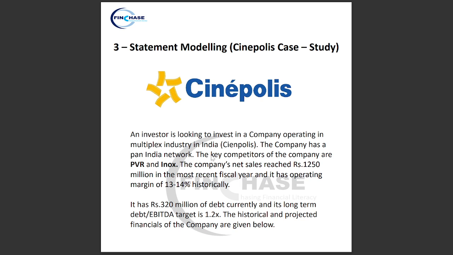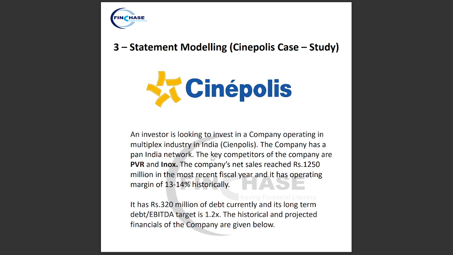Got it? Now, reading the second paragraph, it is telling us like it has 320 million of debt currently and its long term debt to EBITDA target is 1.2x. Now what does it mean? It is telling to us कि जो debt level है of the last fiscal year, जो हमने last fiscal year consider करेंगे, is 320 million. Okay, and its debt to EBITDA target ratio is 1.2x.